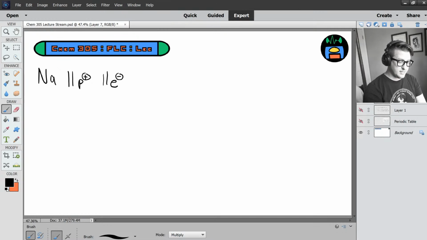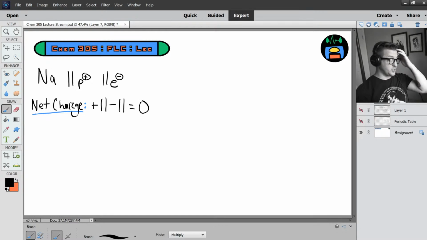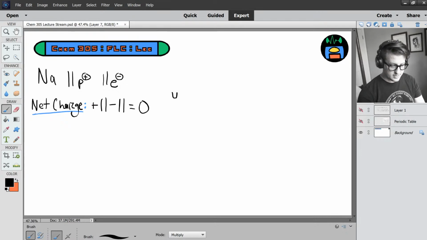Now, you calculate your net charge by adding all the protons and electrons in your species together. And we have a positive 11 from our 11 protons, and we have a negative 11 from our 11 electrons. So our net charge here is 0. Sodium, the element, is net neutral. Now, let's compare this. No, that looks like an S. I meant it to be a versus.